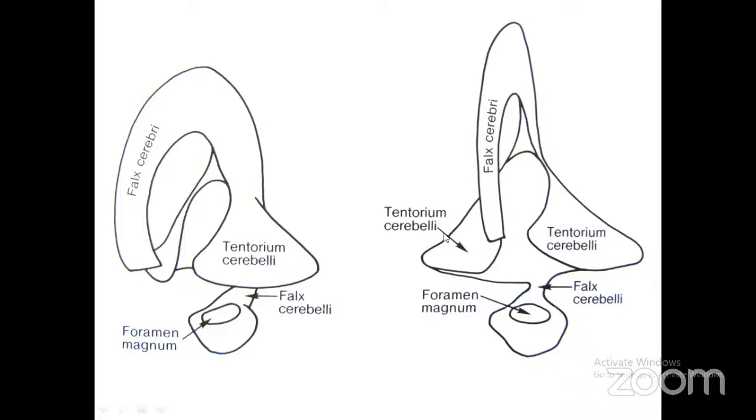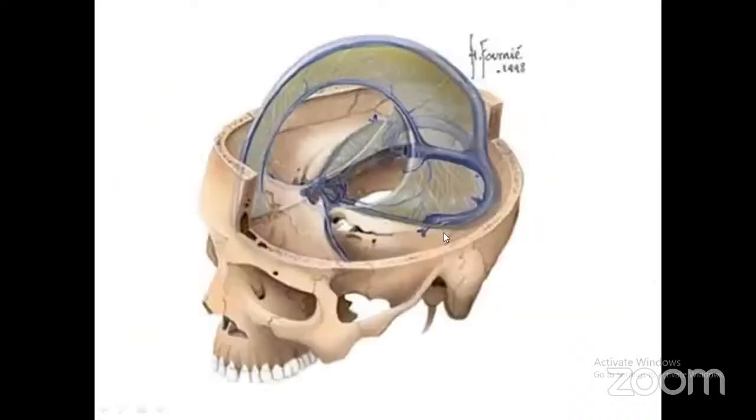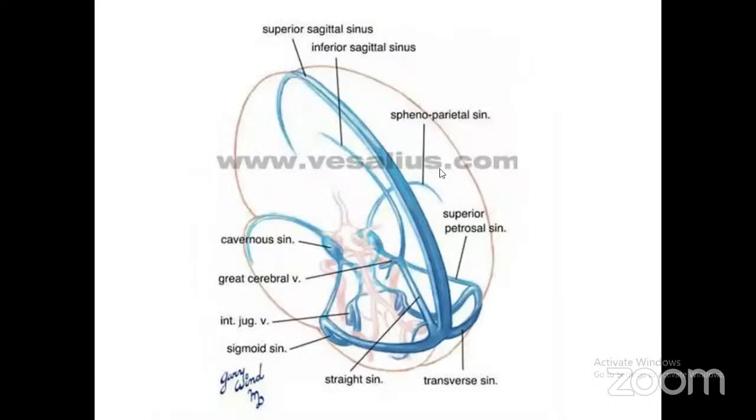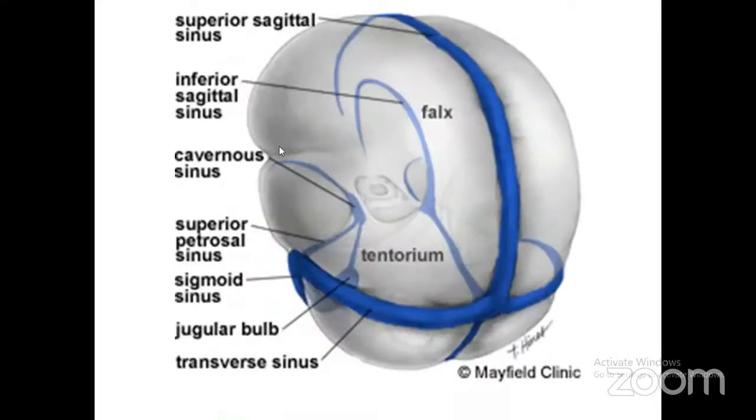And anteriorly, above the sellae, you will see diaphragma sellae. So you can notice here, this is the falx cerebri, tentorium cerebelli, and there will be the midline falx cerebelli at the internal occipital crest. And this is the position of the different dural venous sinuses, how they are classified and all, we'll see that. Okay, so this is the entire dura mater with the inward extensions called dural folds.